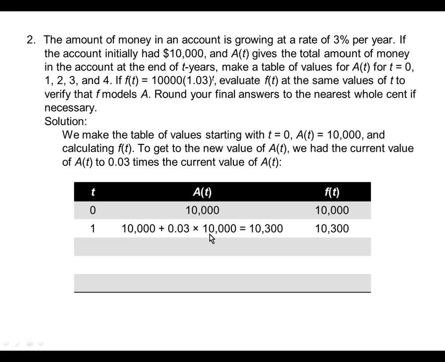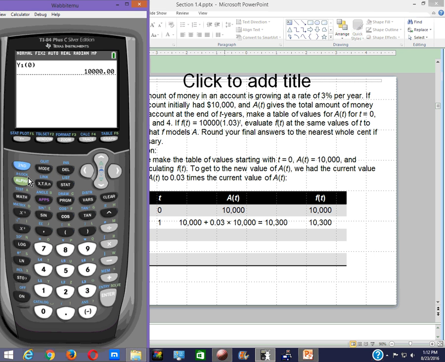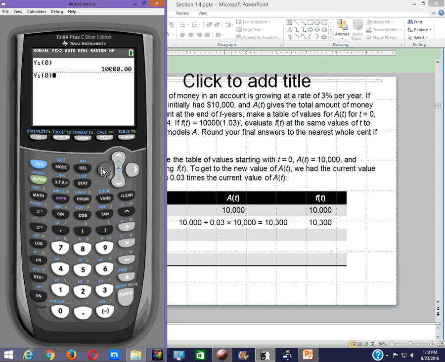You can actually verify that on your calculator. Now to verify that this is in fact what it's supposed to be, from f of t, second, enter, change the 0 to a 1. We get 10,300. Remember, I set my float to 2, that's why I'm seeing the 0.00. And I'm going to have to do it for t equal 2, so let's go ahead and do that now. We get $10,609 for f of 2.